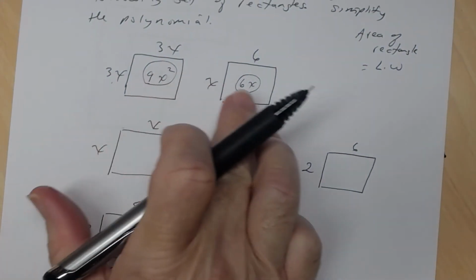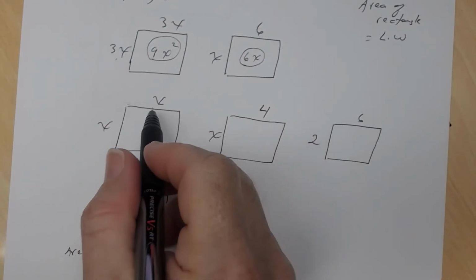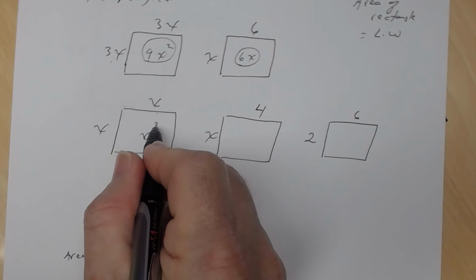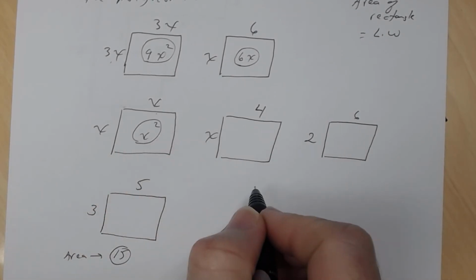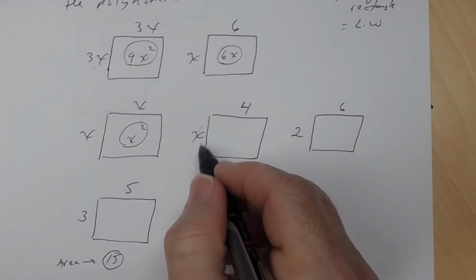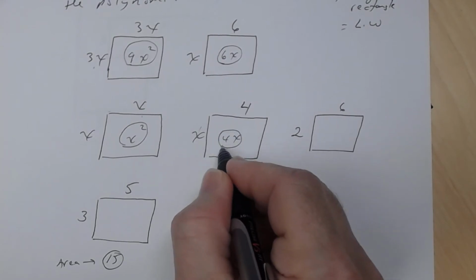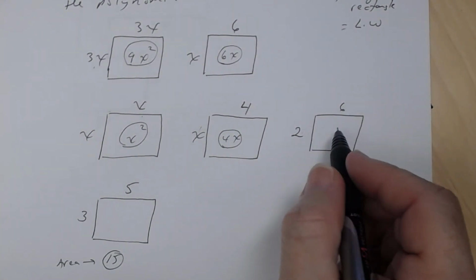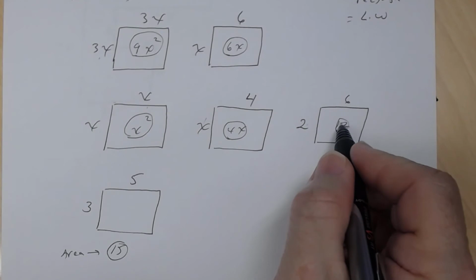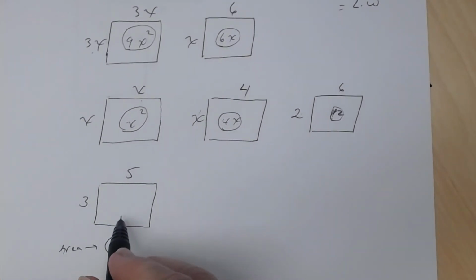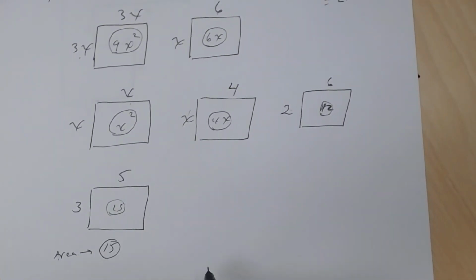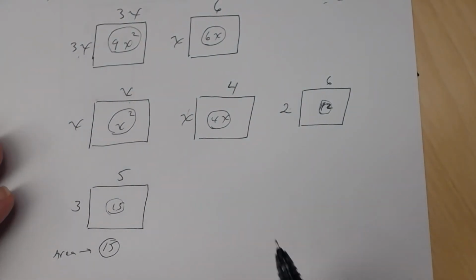Remember, what I have circled is area. Here, x times x is x squared. That's the area. The area here, 4 times x is 4x. And then here, 6 times 2 is 12. And then 12. And then here, the area was 15. Okay?